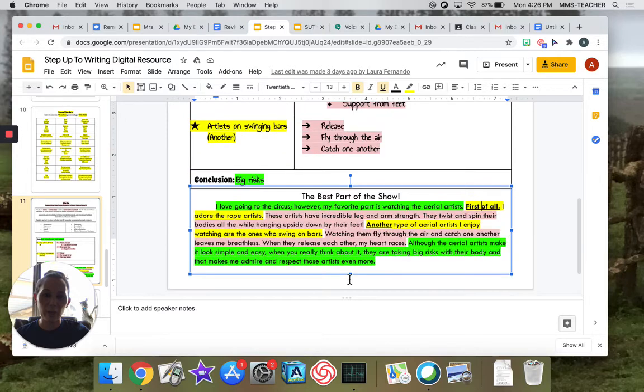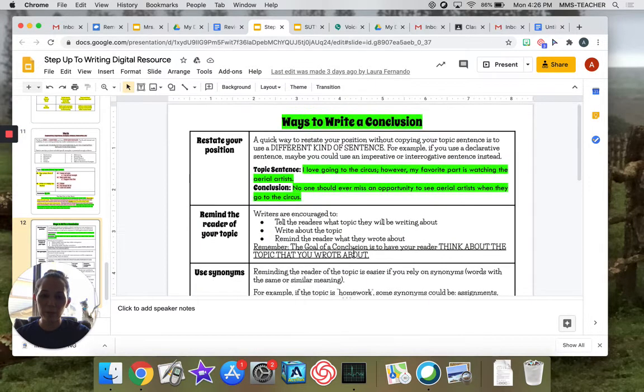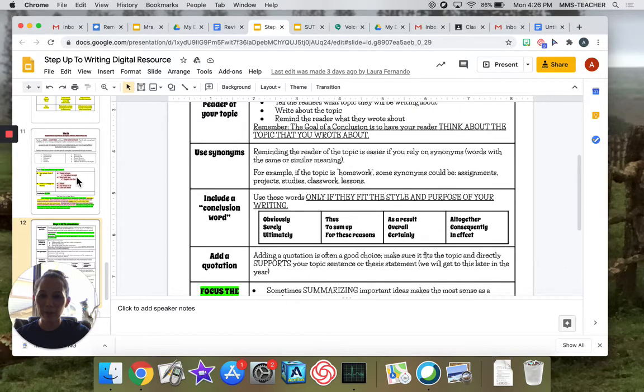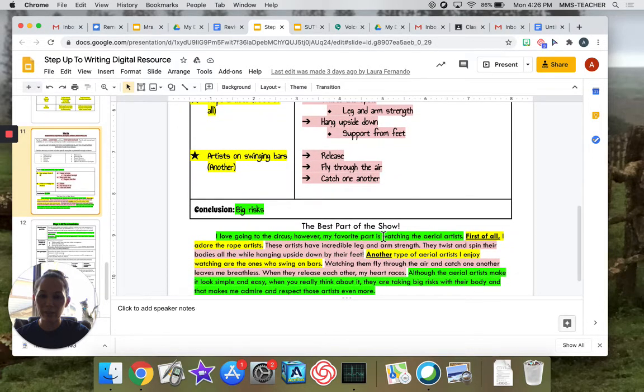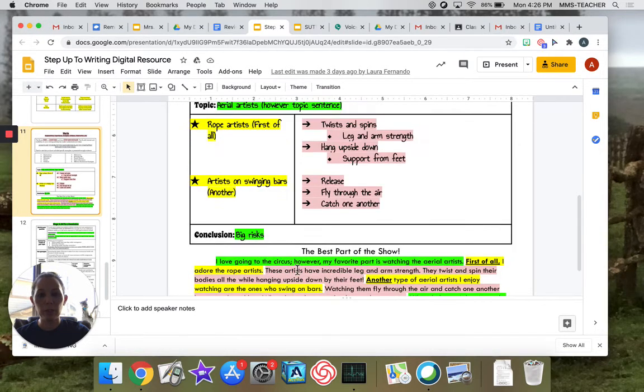Now, if you don't have many reds, that means you haven't explained yourself well. That means you are lacking examples and evidence. Okay, so when you have colored your Step Up to Writing paragraph, you really should see a lot of reds. Okay, because remember, your topic sentence and your transitions are only one sentence each for each section. So let me show you what you need to get done for homework.